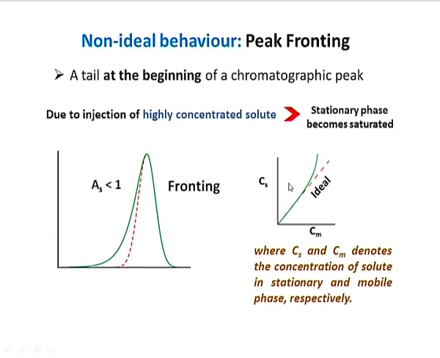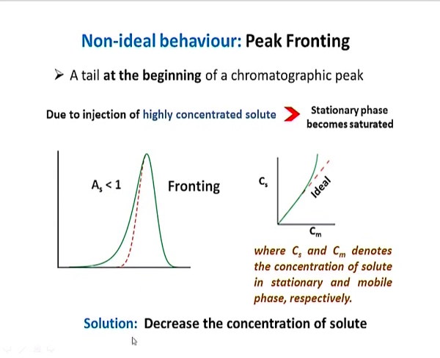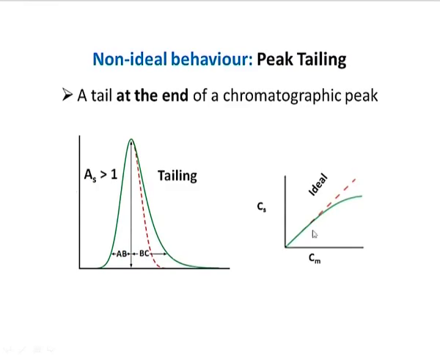Why should it happen? It should only happen if your stationary phase and the sites of the stationary phase on which the solute would interact have become clogged, and they would become clogged when your sample is of very high concentration. To have a solution for this, one just needs to dilute the concentration of the solute, and this problem should wean off. It is simpler in comparison to peak tailing. What happens in peak tailing now?